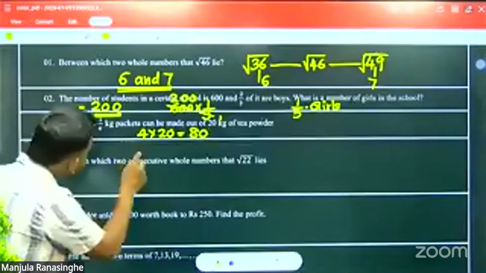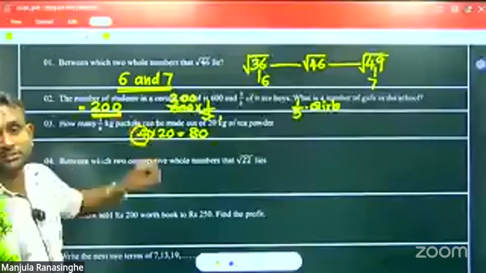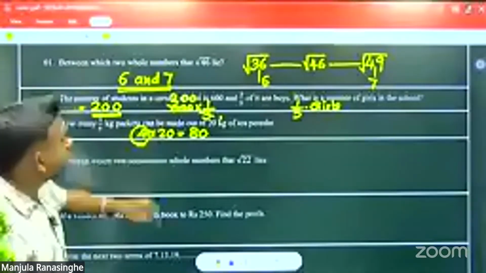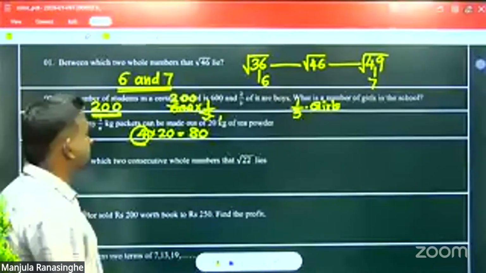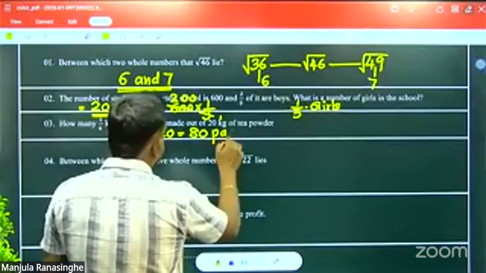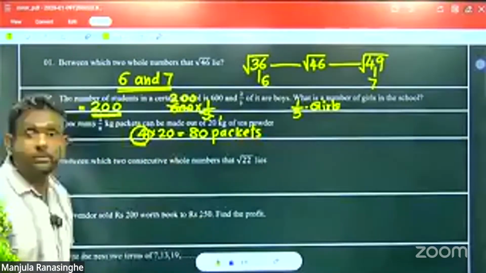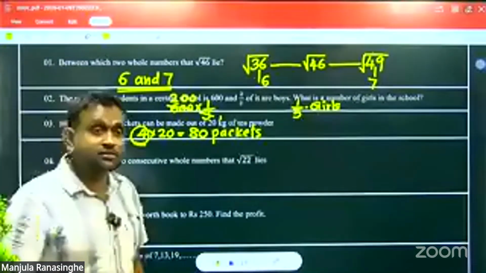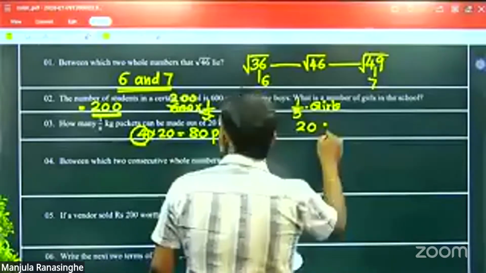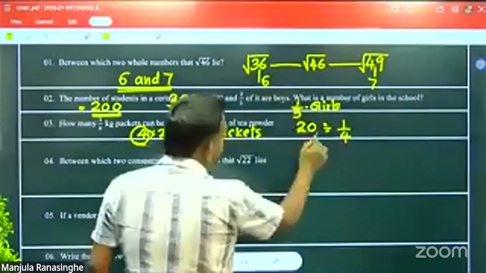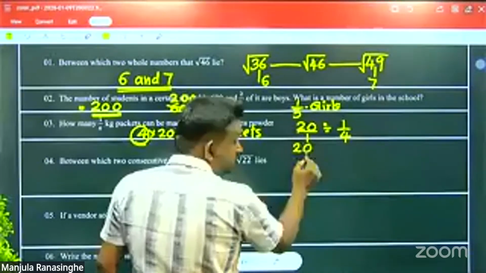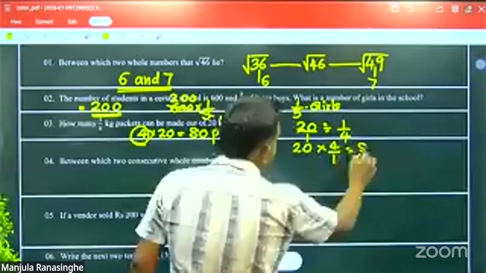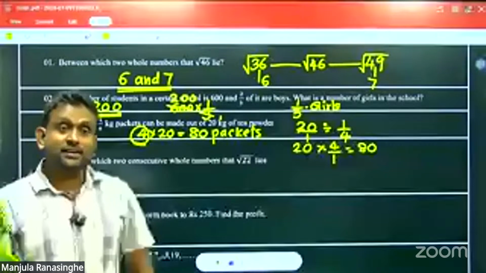In 1 kilogram there are four 1/4 packets. Per 1 kilogram, four packets, and there are 20 such kilograms, so 4 into 20 comes as 80 packets. Mathematically, you divide 20 by 1/4. To divide by a fraction, you multiply by the reciprocal, 4 upon 1. So 20 into 4 comes as 80.